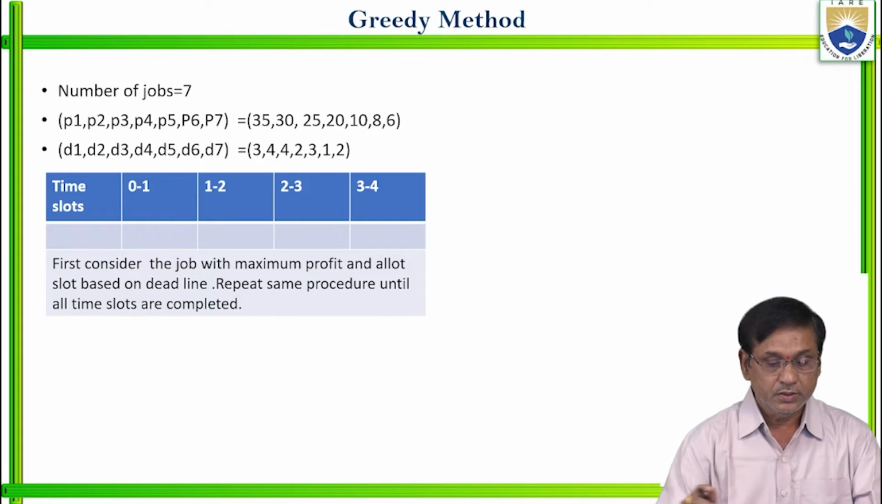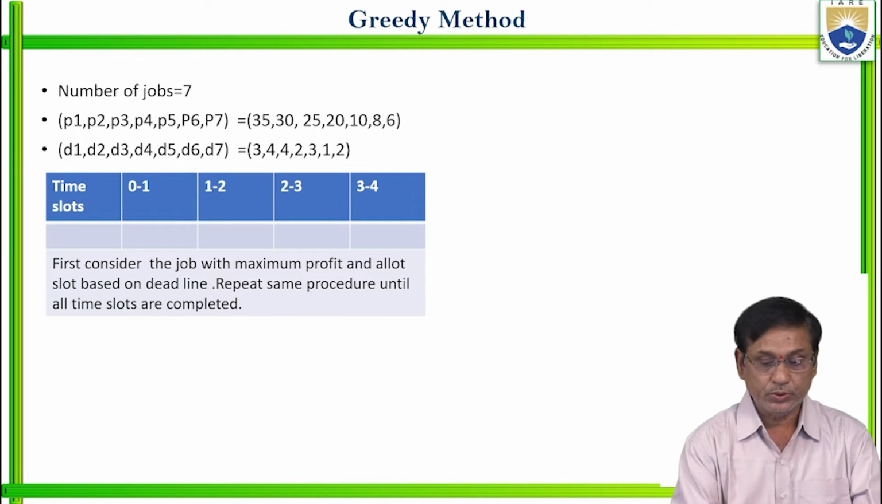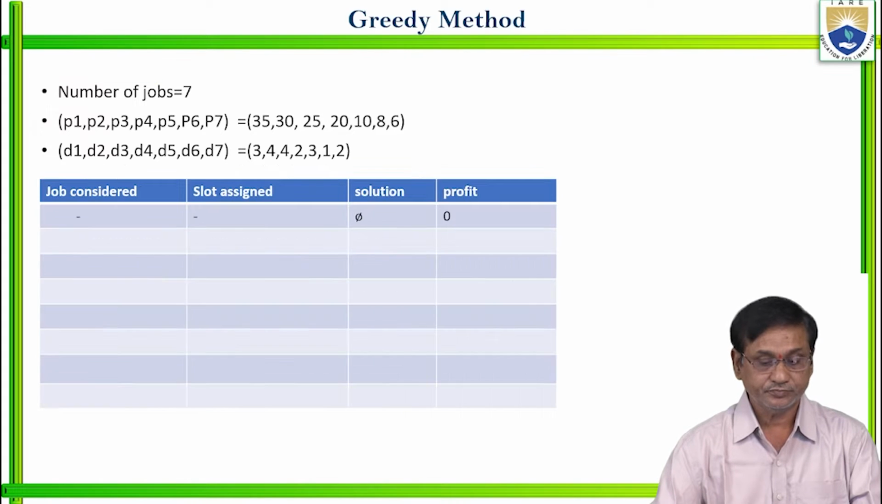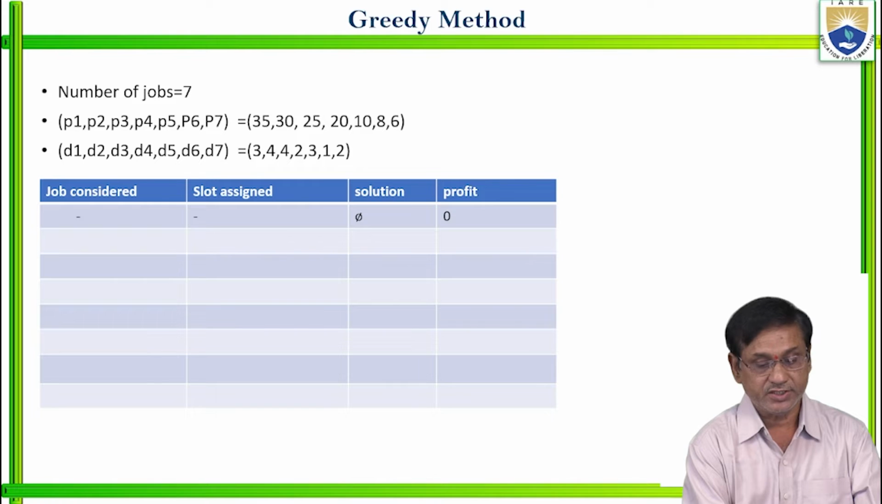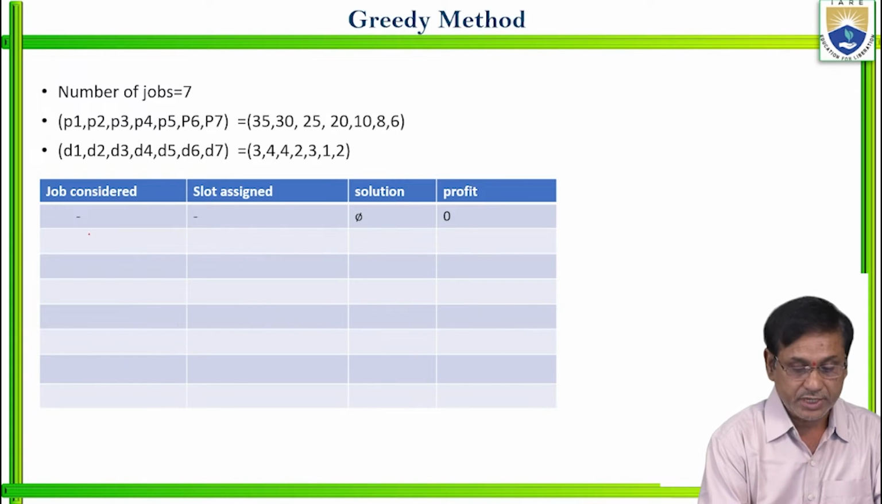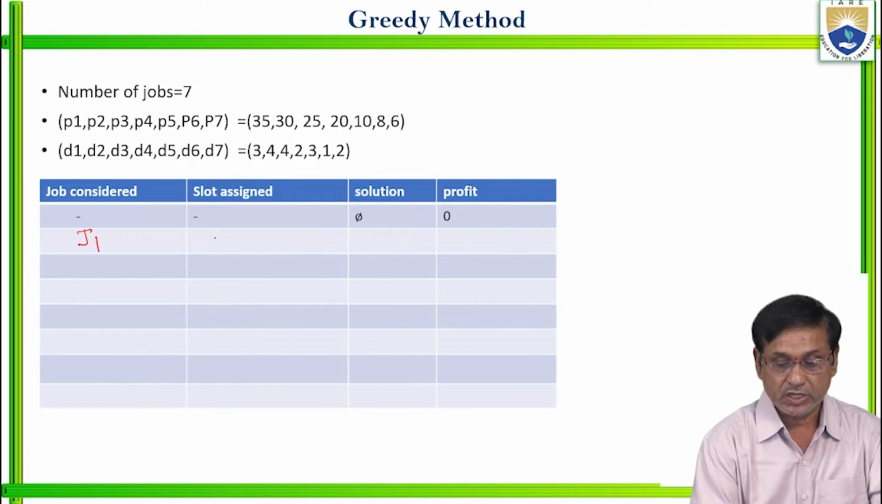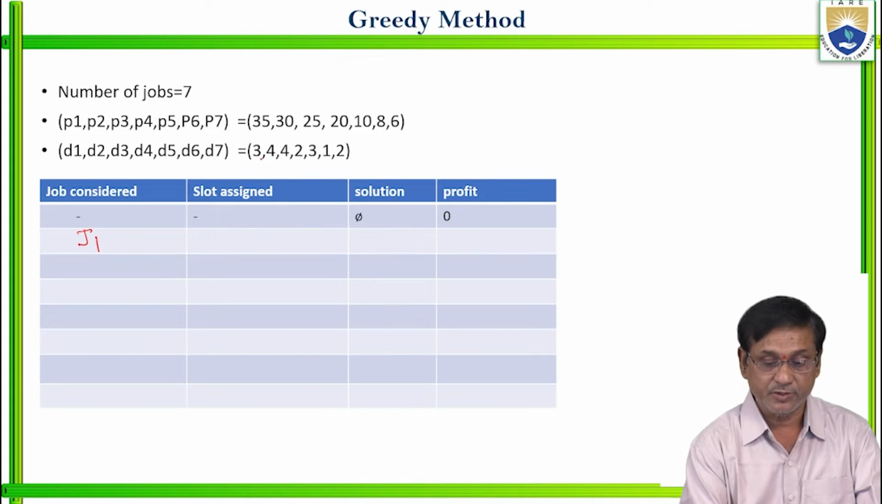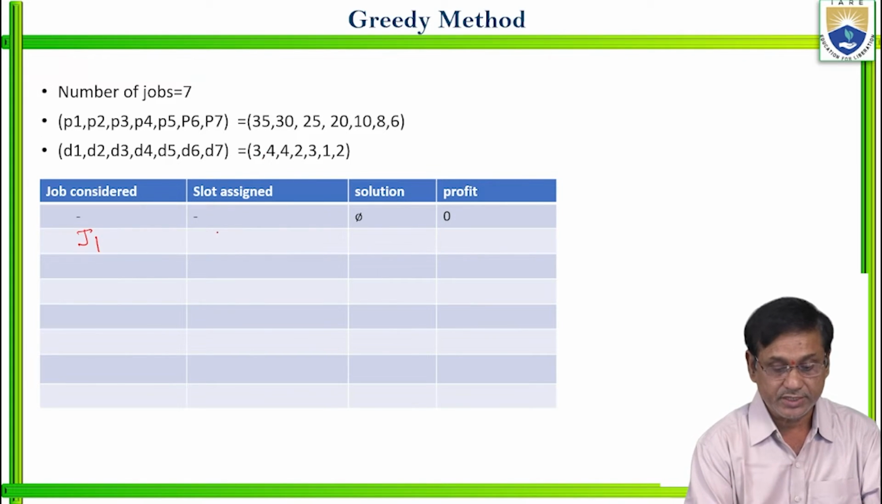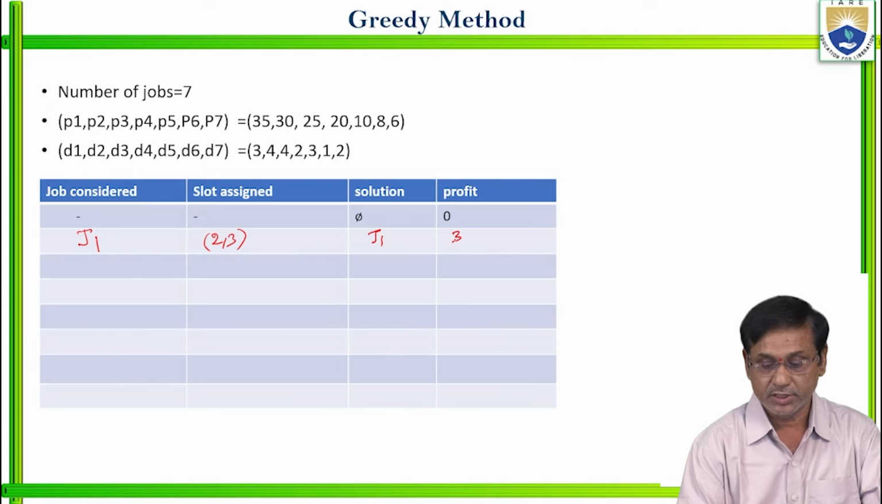Now, 4 slots are 0 to 1, 1 to 2, 2 to 3, 3 to 4. So first, no job is considered. Slot assigned: nothing is assigned. Solution is empty. Profit is 0. Next, the first job is having the highest profit, so we can consider J1 and slot assigned. Now you can see it can wait up to 3 hours. That means we can consider the slot 2 to 3. 2 to 3 can be considered for the first job, and the solution is J1 and profit is 35.